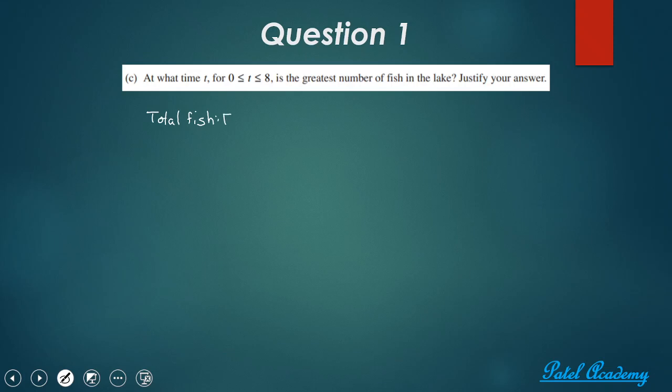is given by F of t, which is equal to, now keep in mind, I have the expression E of t minus L of t. But what exactly does that mean? Is that necessarily the number of fish in the lake? No, because they're both rates of change. So that would be the instantaneous, so at any given point, the change in fish at that time. And so in order to get the actual number of fish, we have to integrate this.